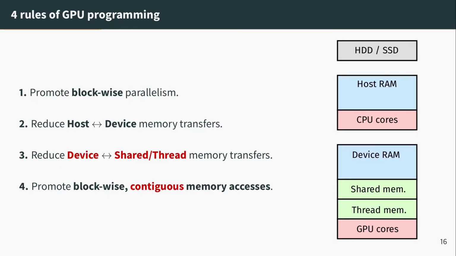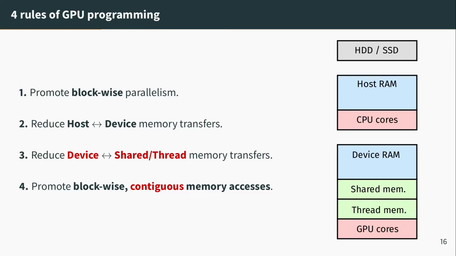Now, if I had to summarize all of this into just 4 rules of GPU programming, I would give you those ones. So first, you want to promote blockwise parallelism. You really don't want your blocks to have to interact with each other. So maybe inside a block, threads can talk to each other, but outside of it, it's going to be very long, because the only way they can talk to each other is through the device RAM.